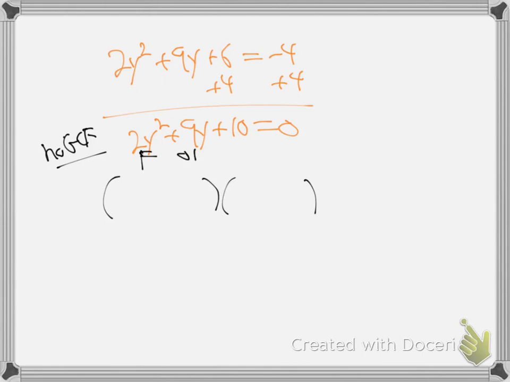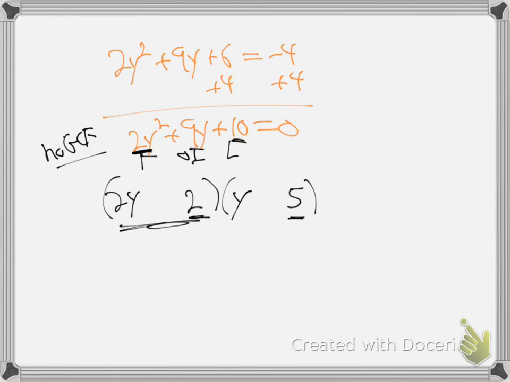So anyway, how do you factor? Remember FOIL? It's basically FOIL. The 2y here, y here to make 2y squared. Front times front, or first times first. And then last times last to make 10. What's that going to be? Probably 5 and 2. Can the 2 go there?